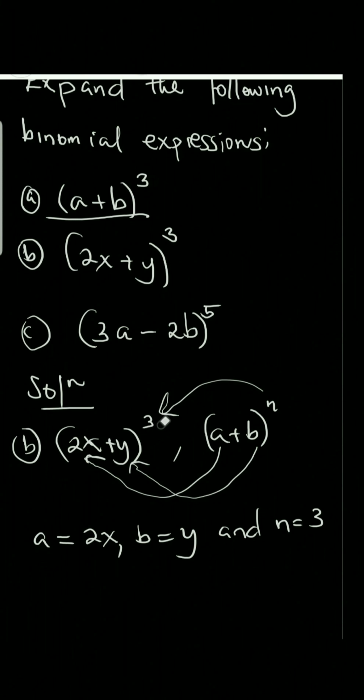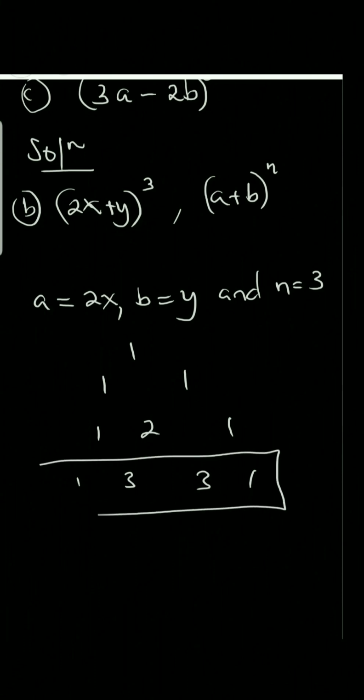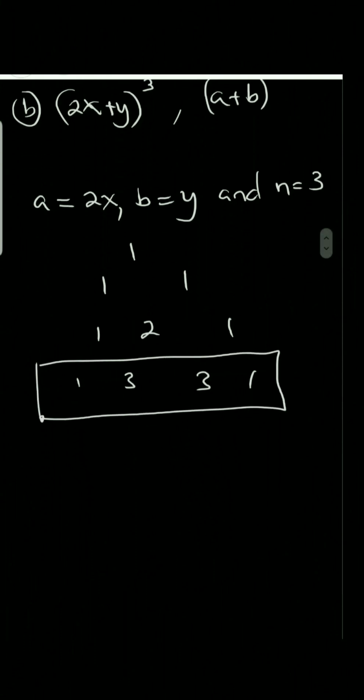Now let's see how we expand. So what we do is we use the coefficients from Pascal's triangle. We can form Pascal's triangle quickly. So this is 1, 1, 1, 1, 2, 1, 1, 3, 3, 1. So we're using the last set because our power is 3.